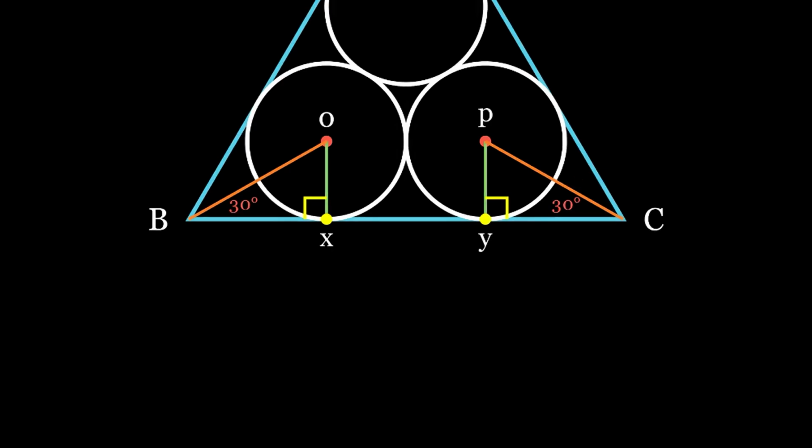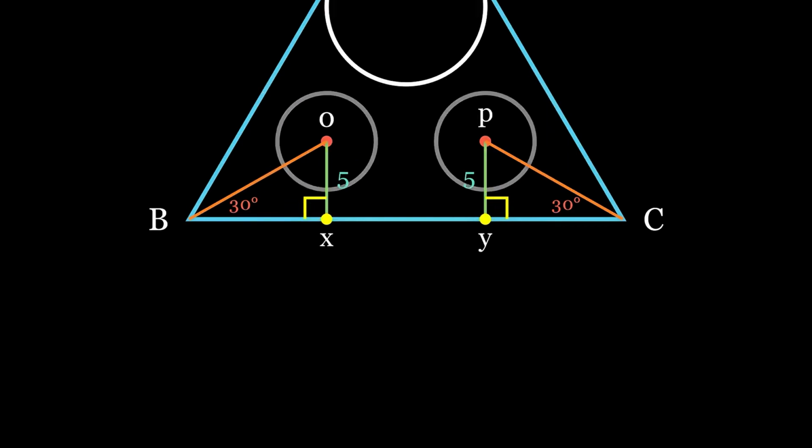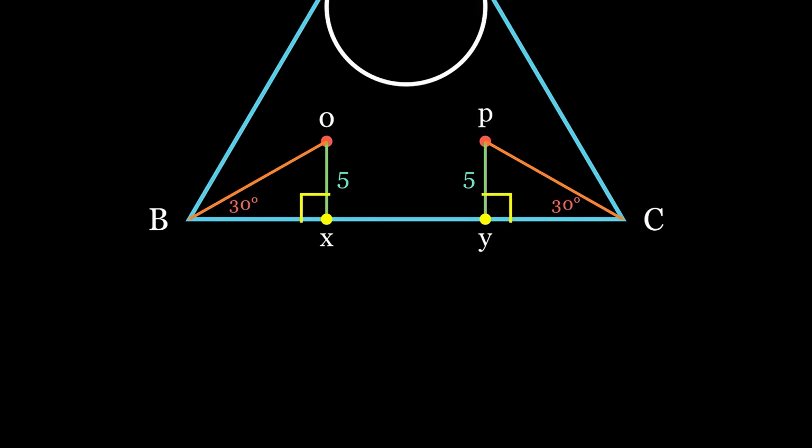The radius of the circles was given as equal 5. Now let's pause here for a second and look at these 2 triangles. Both have a 30-degree angle, a 90-degree angle, and a set length 5. That's enough information to say these triangles are congruent, which means one important thing, that BX is equal CY. Let's send the equality to the right.